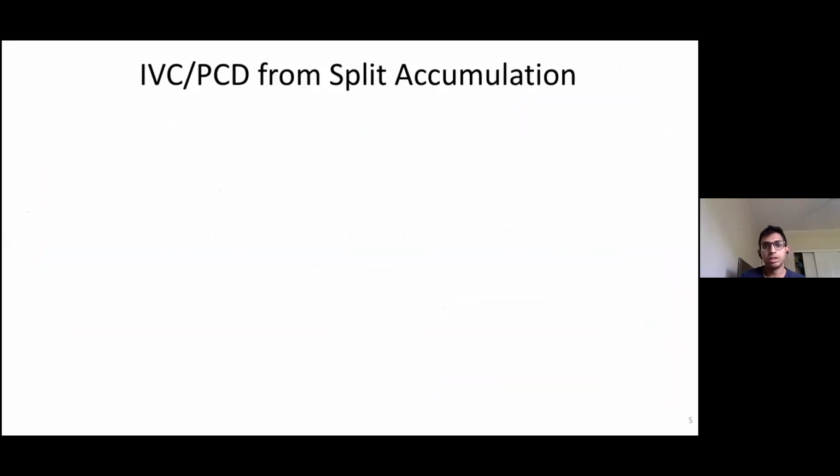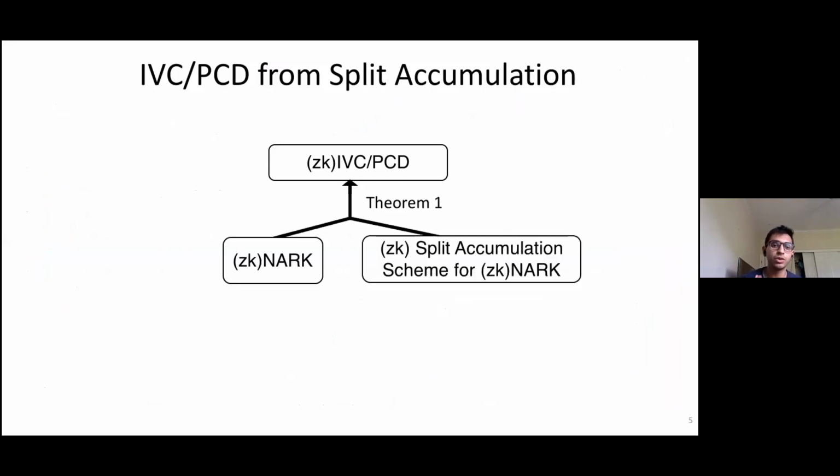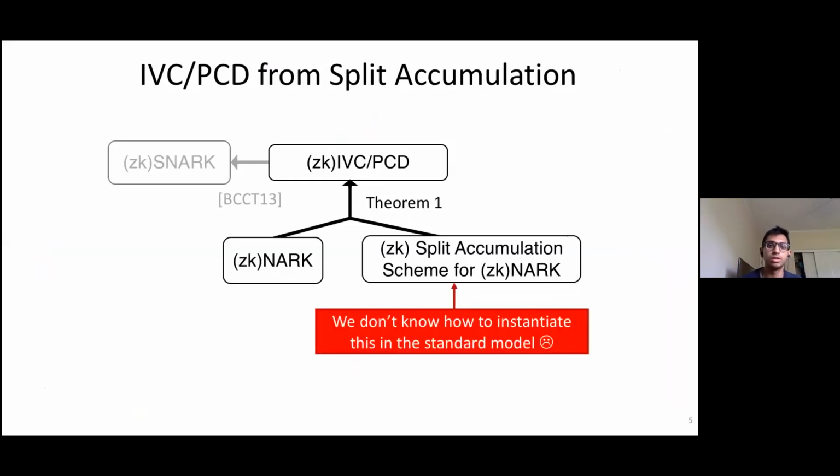Okay. So to summarize our theorems, right? What we prove is that if I give you a NARK and a split accumulation scheme for that NARK, then I can construct an IVC scheme. And then applying the theorem in BCCD13, this allows us to get a zkSNARK. So this seems kind of counterintuitive, right? You start with a weak object like a NARK, and then you can apply this series of transformations and get out a SNARK, right? So personally, to me, that's pretty cool. Right? But the problem with this picture is that we don't know how to instantiate this in the standard model. And theorem 1 only accepts things in the standard model.